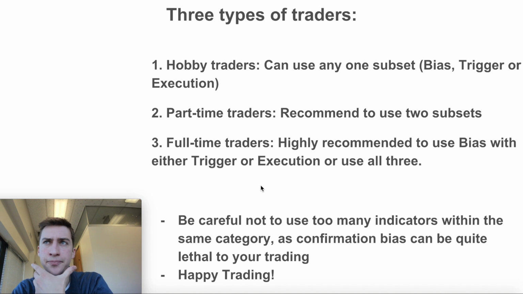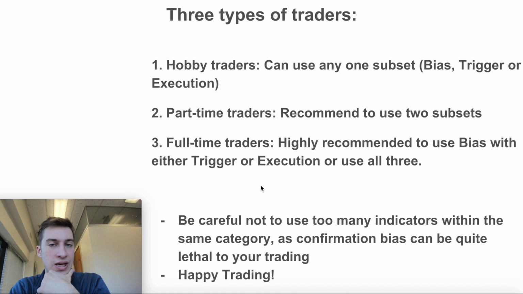So you might be doing, hey, I'm using RSI, volume profile and Fibonacci's, good. Or hey, I'm using Google Trends, retail sentiment with Bitfinex margin long and margin short, and I'm using Fibonacci's and volume profile, good. Full-time traders, I would highly recommend to use bias with trigger or with execution, or use all 3.